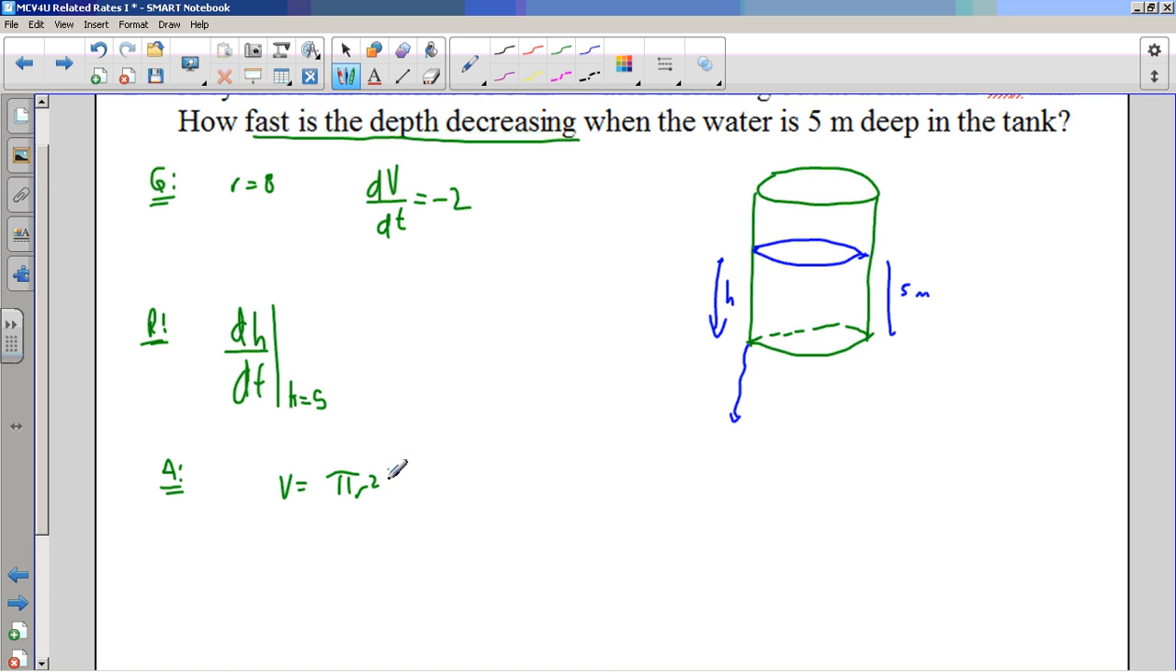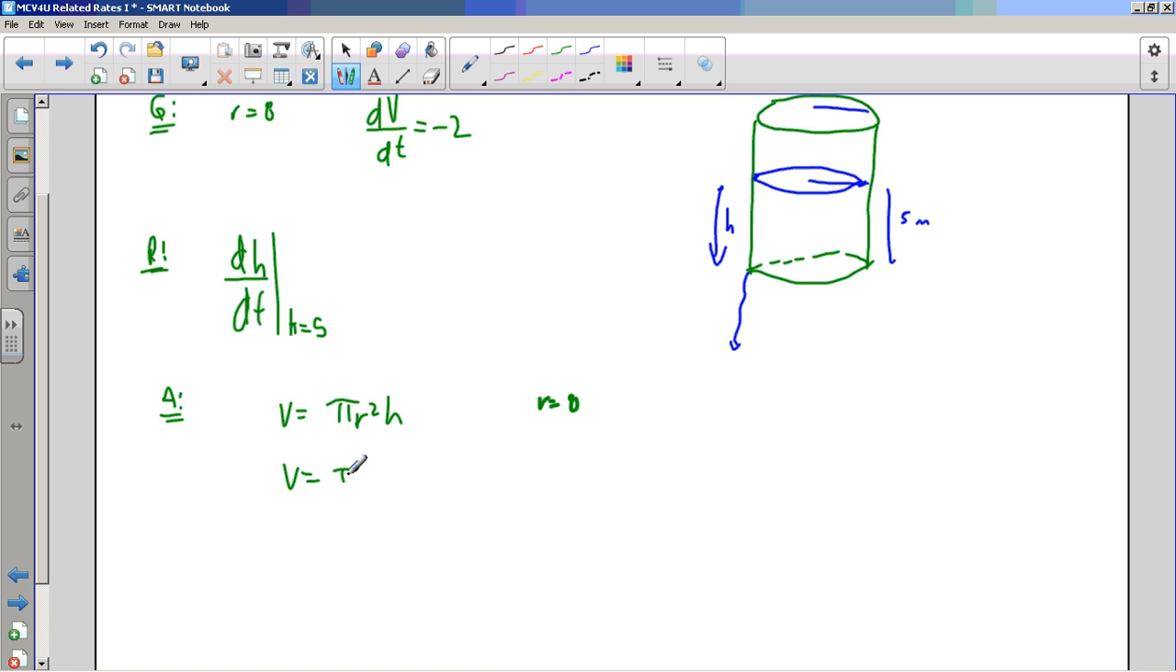Pi r squared h. And notice if I were to take the derivative right now, it looks like it's going to be a product rule. But this r is fixed. The radius is always 8. So I can actually just substitute in r equals 8, and then I don't have to worry about it being a product rule. It's fixed. It's never changing.